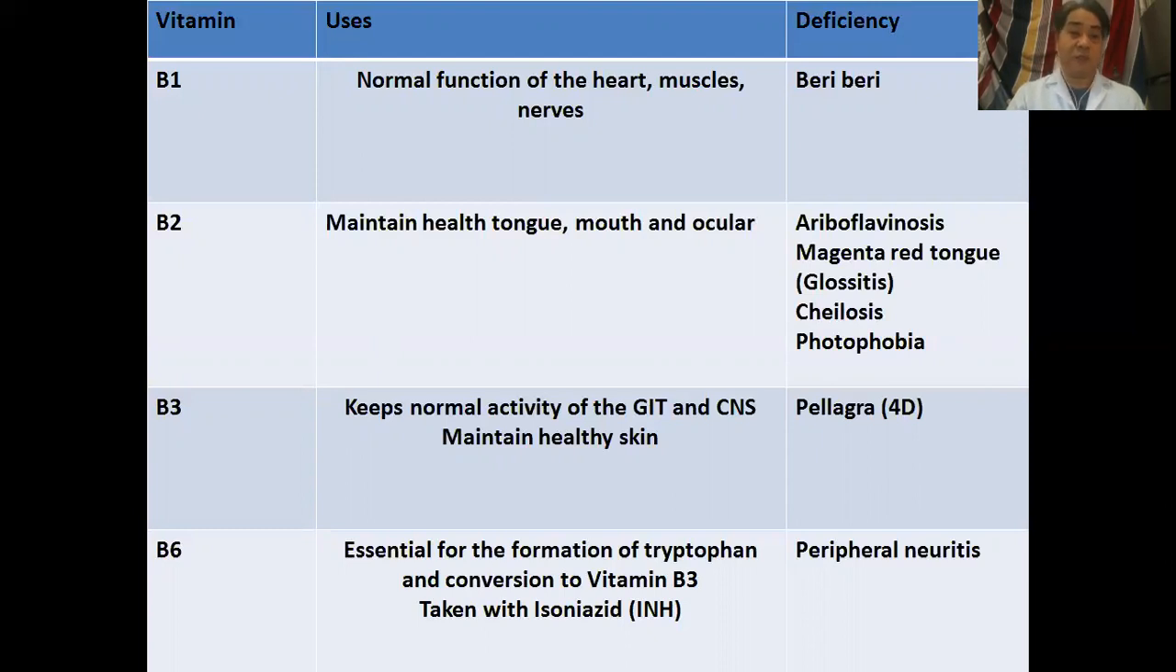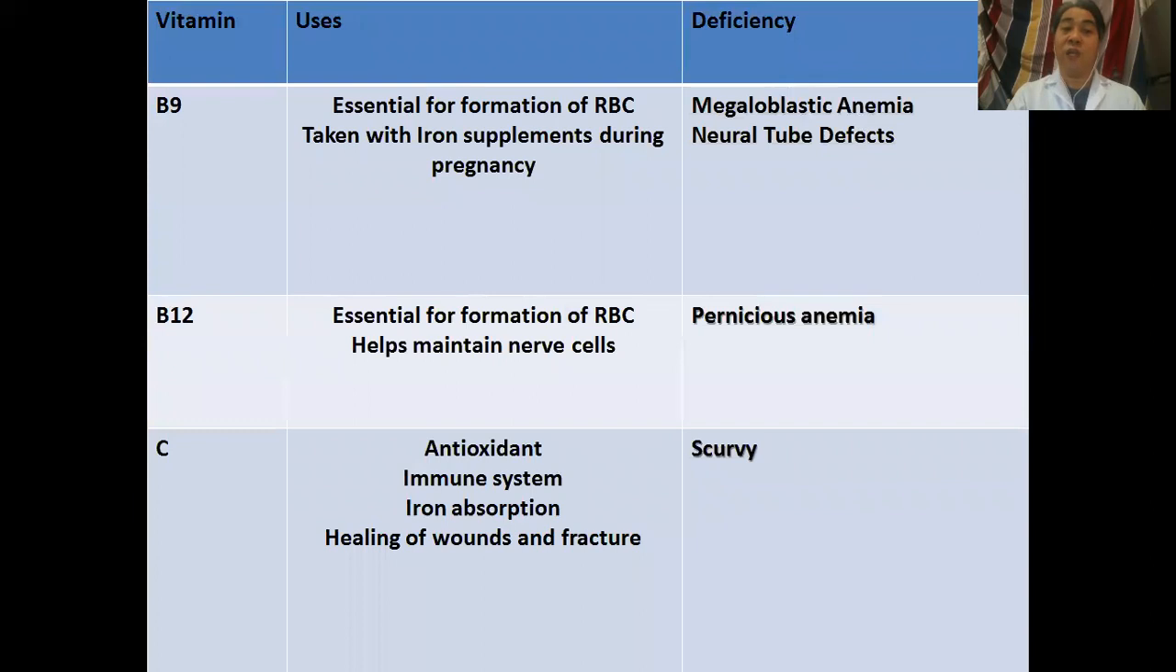Vitamin B6, pyridoxine, essential for the formation of tryptophan and its conversion to vitamin B3. It is taken with isoniazid to prevent peripheral neuritis. B9, folate or folic acid, essential for formation of RBC, taken with iron supplements during pregnancy. The deficiencies are megaloblastic anemia and neural tube defects.